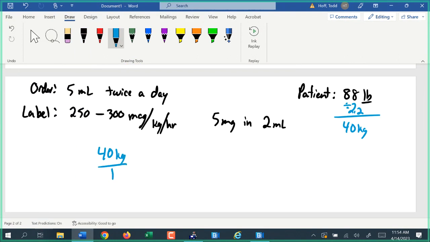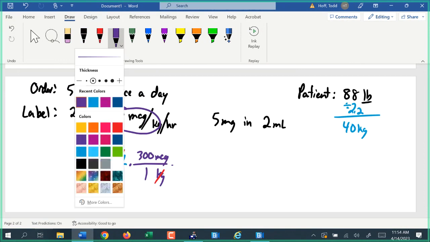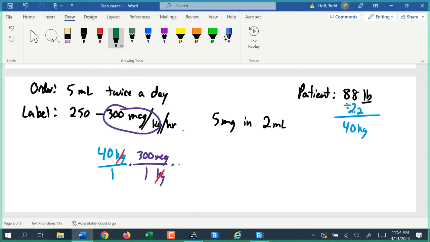Our 40 kilogram patient, we'll just put that over 1. Getting rid of kilograms, we'll use the maximum recommendation of 300 micrograms per kilogram. So the kilograms cancel out. Well, we need to get rid of the micrograms, and we notice that nothing else in our label here has micrograms in it. So we're going to convert to milligrams. We know from our standard conversions that 1 milligram is 1,000 micrograms. So the micrograms have canceled out.